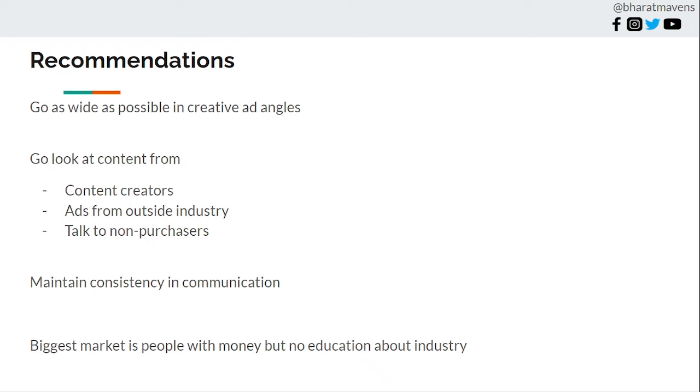People, for example men, might not know very much about serum, but there are hundreds of thousands, lakhs, of men who have money to buy that serum. And then if you can educate them about the benefit, they're happy to buy the product.